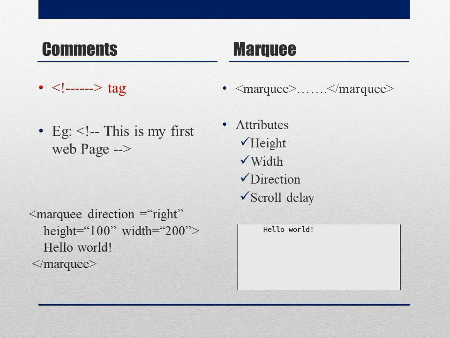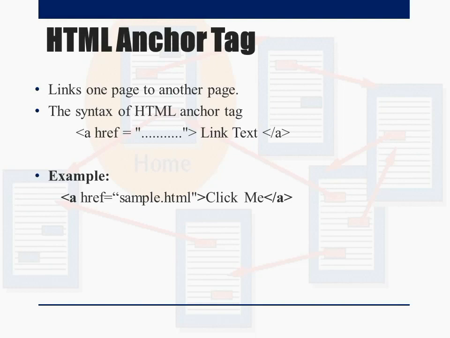Direction specifies the direction in which the marquee should scroll. This can have a value like up, down, left or right. Scroll delay specifies the time delay between each jump. This will have a value in milliseconds like 100, 150, 200, etc.